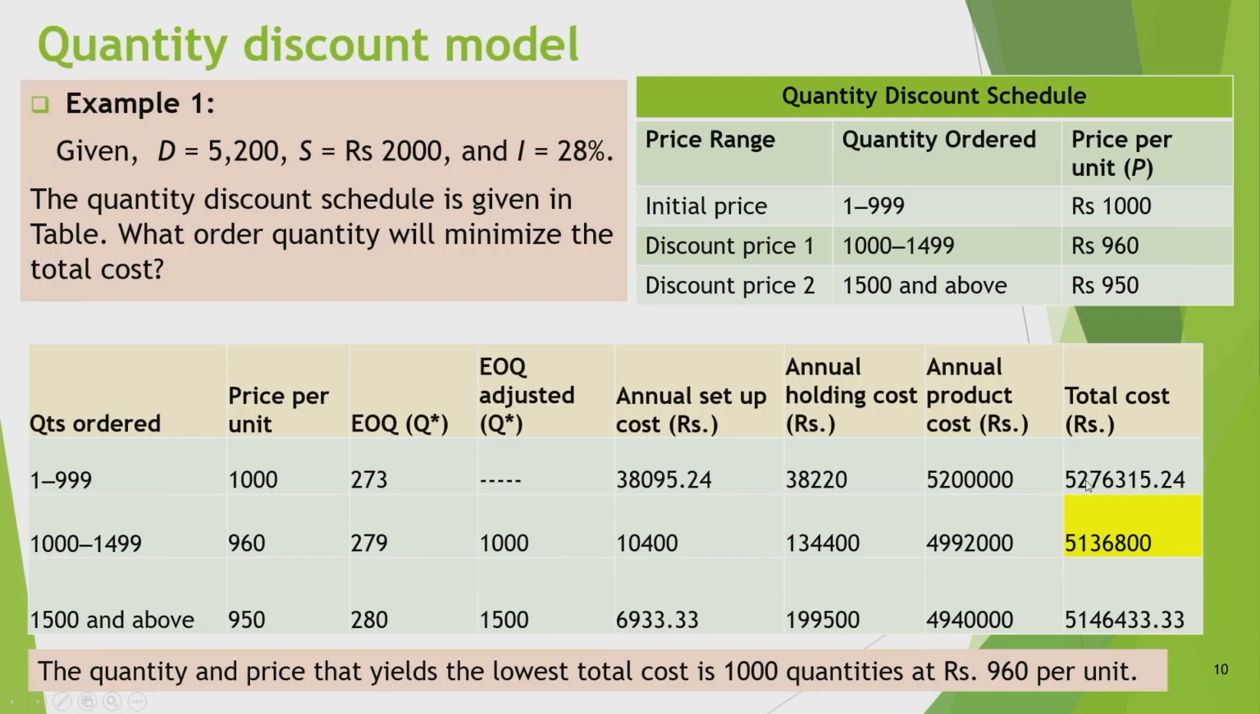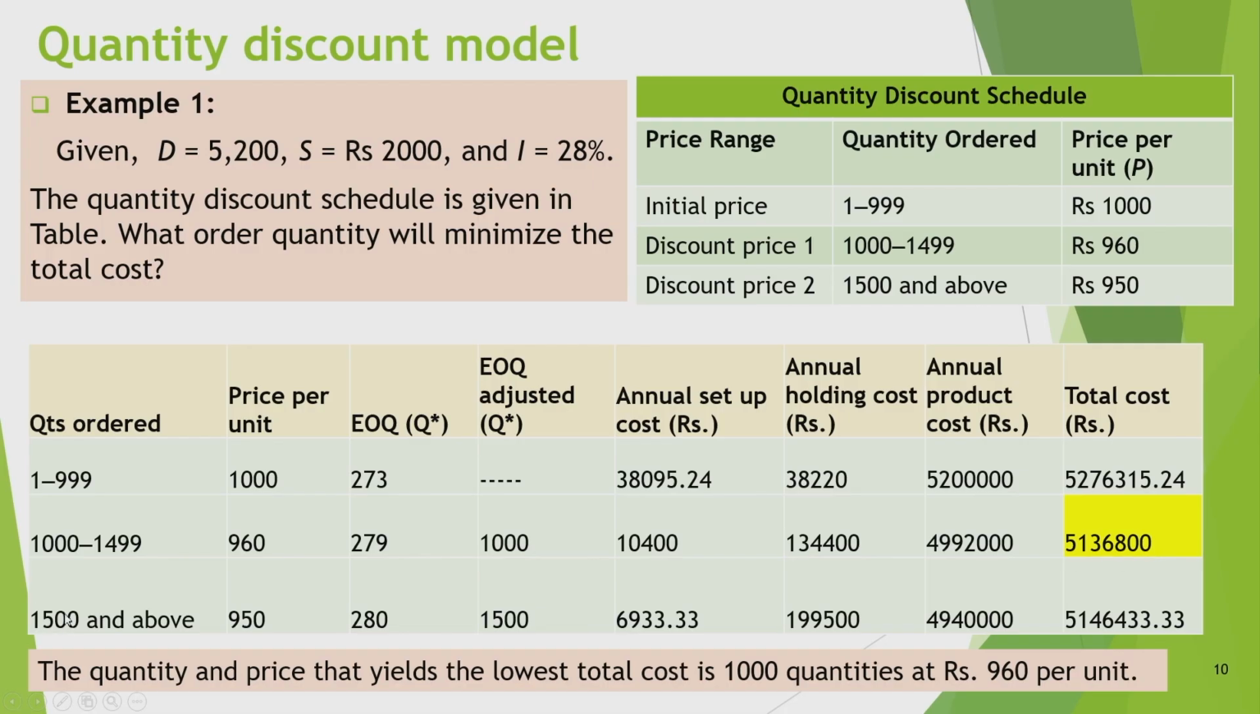So it comes out to be 52,76,315. If I order between 1000 to 1499 and the price per unit is this much, then EOQ here comes to 279. Naturally it is not in the range, but I can still consider that instead of 279 I will order 1000, so that at least I can get the discount, and with that amount I find out what my total cost is. So this comes out to be something like 51,36,800.